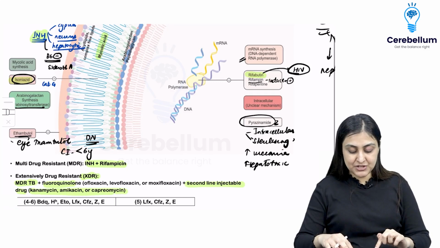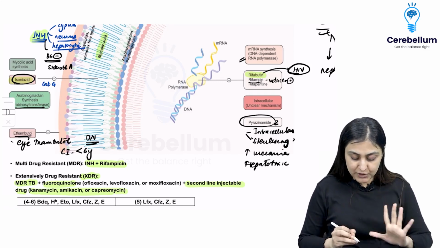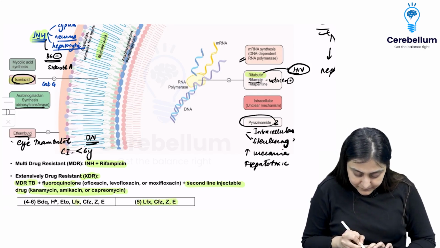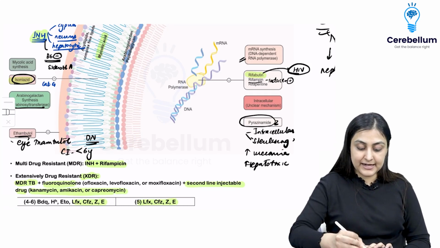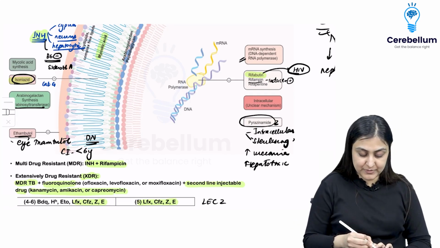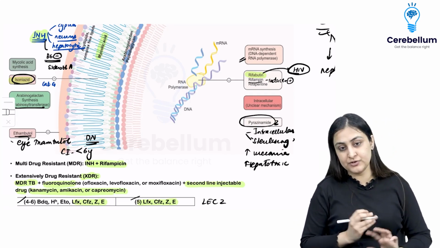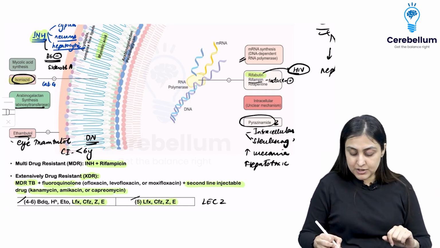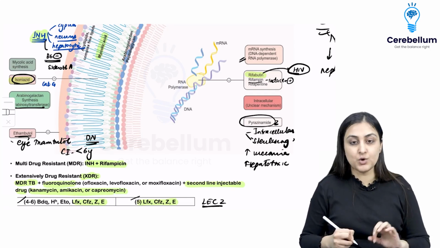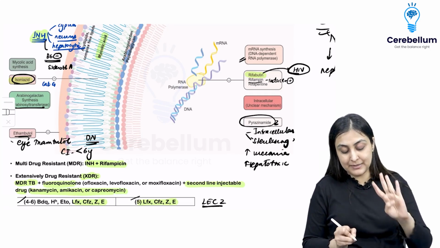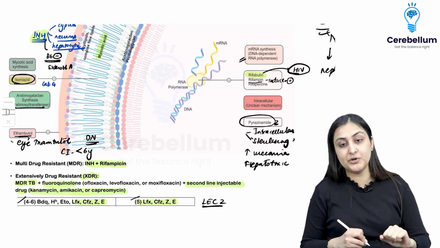So in these patients the regimen is as follows. What you want to remember is the order: LCZE. Alright, so let's remember LEC-Z. This is going to be common to both of the regimens, intensive and continuation. So the phase would last from 9 to 11 months. So LEC-Z is common to both of them. So levofloxacin, clofazimine, pyrazinamide and ethambutol are common to both of them.